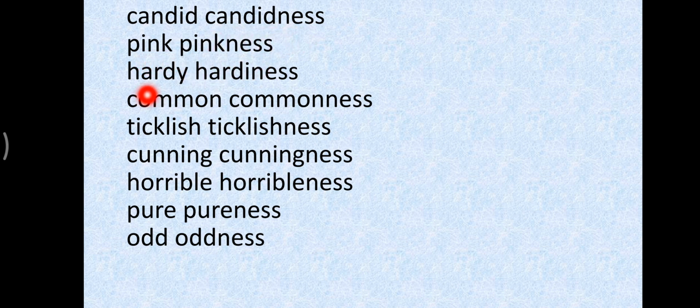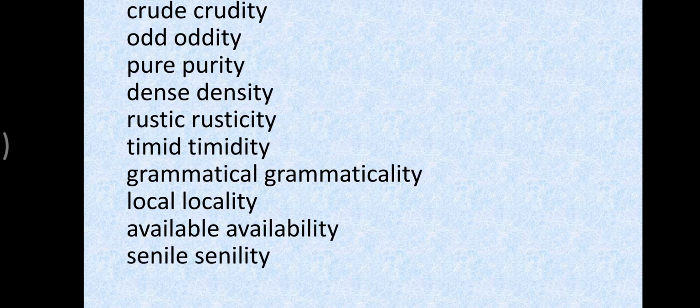pinkness, hardy and hardiness, common and commonness, ticklish and ticklishness, cunning and cunningness, horrible and horribleness, pure and pureness, odd and oddness, crude and crudity, odd and oddity, pure and purity, dense and density, rustic and rusticity, timid and timidity, grammatical and grammaticality, local and locality, available and availability, and senile and senility.